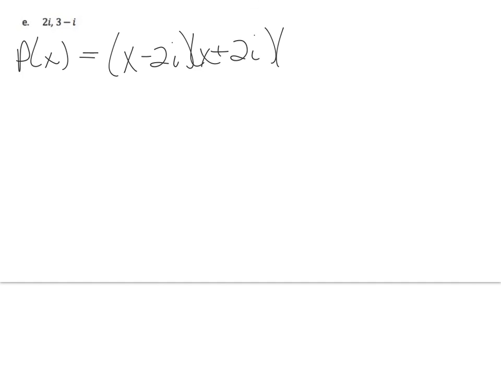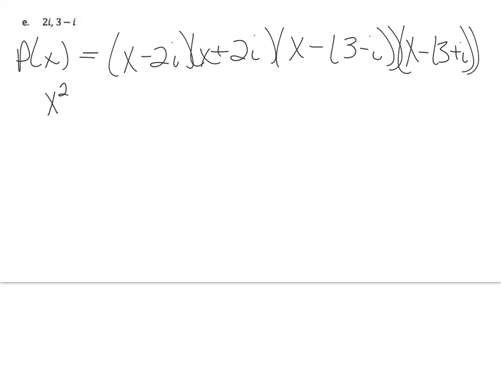Amazing. Okay, it's smaller. How many degrees will we have here? Well, it looks like we have two solutions, but they both need conjugate pairs. So that just means I have p of x equals x minus 2i, x plus 2i, x minus 3 minus i, and x minus 3 plus i. Okay, let's do a little math. That first set gives me x squared plus 4.